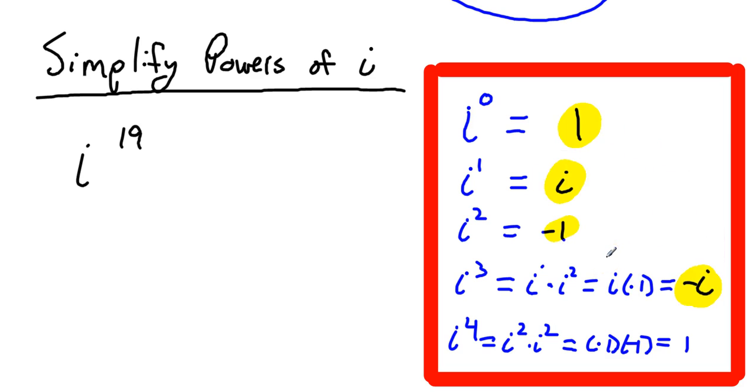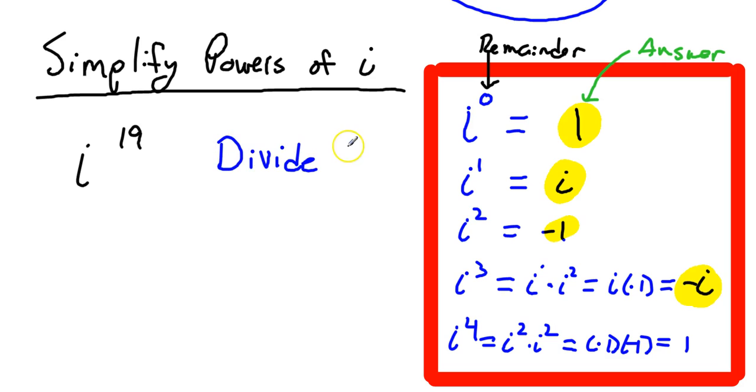So basically, here's what it is. This is your remainder. This thing highlighted is going to be our answer. So here's what you're going to do. You're going to divide the power by 4. Whatever the remainder is tells you what the answer is going to be.